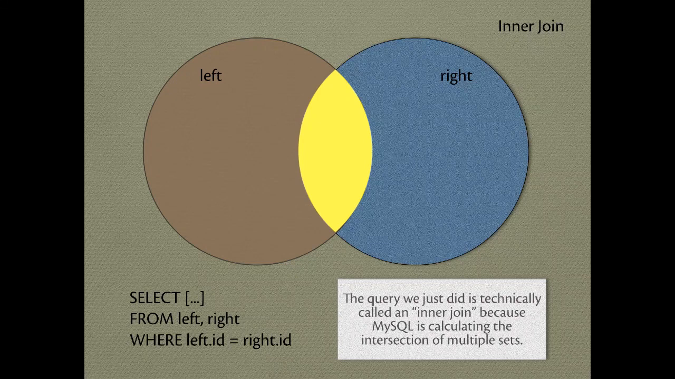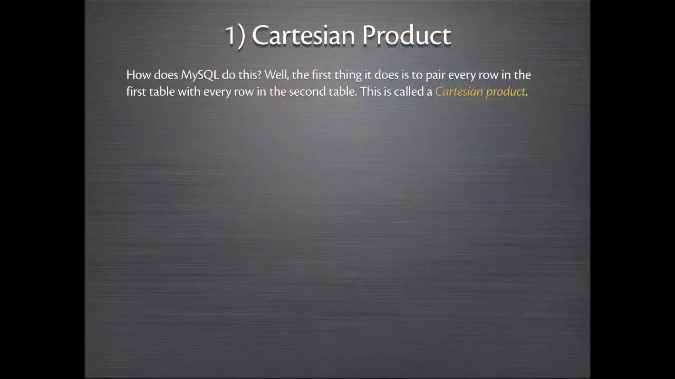Now, conversely, and I'll show you in a minute, we could look for stuff that's not in the middle, and those are called outer joins. But we're not going to do any outer joins in this video. We'll do one later.